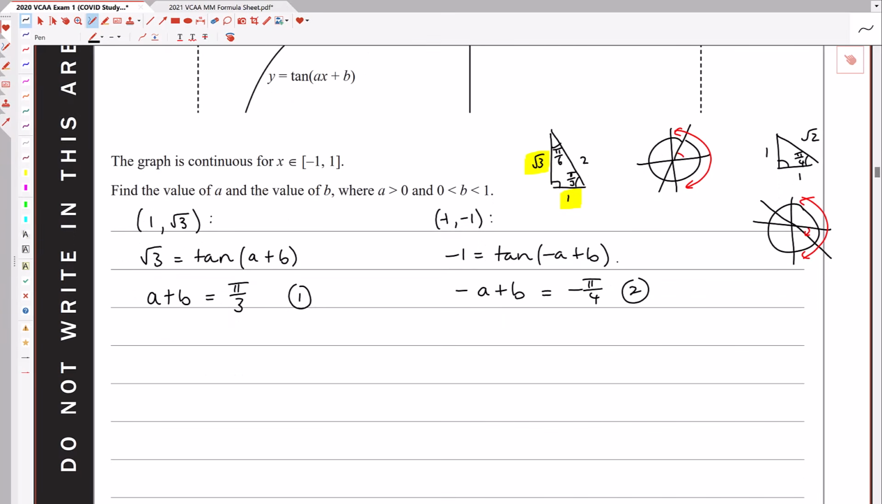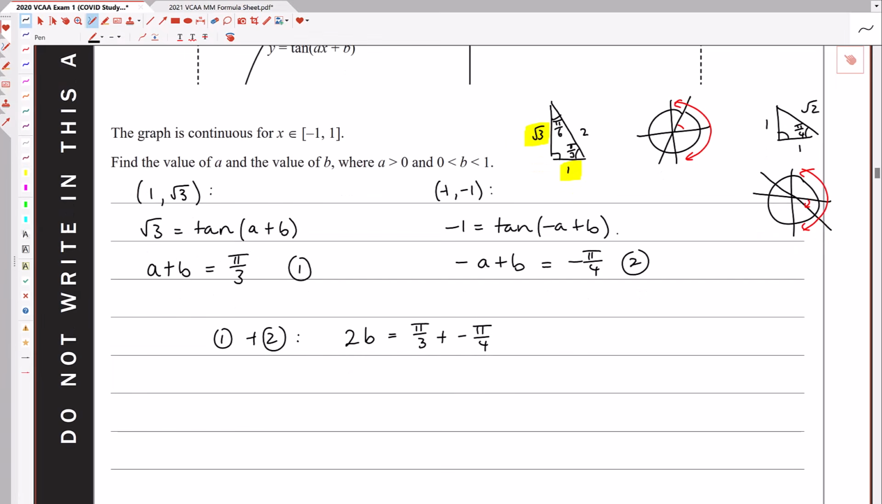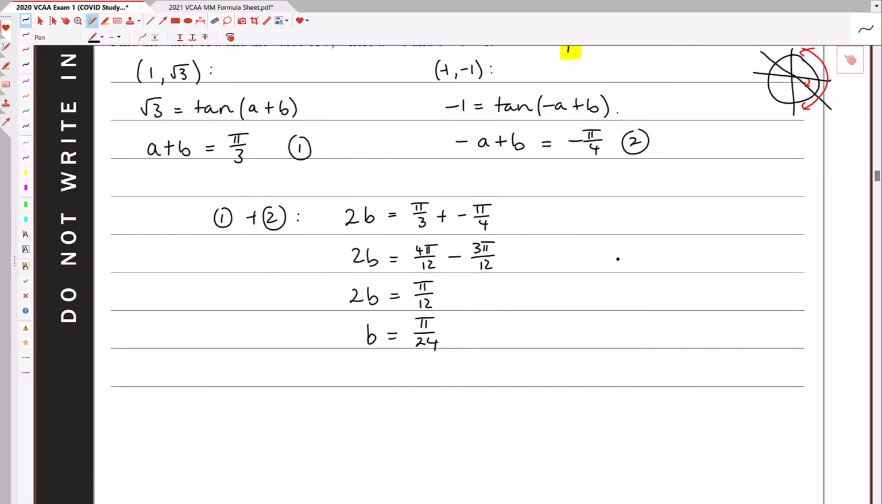And so we've got 2 equations with 2 unknowns. We just want to solve simultaneously. If we add these 2 equations together, we're going to eliminate A. A plus -A is 0. B plus B is 2B. And then we'll have pi on 3 plus negative pi on 4. So we're going to need a common denominator there, which is 12. So this is 4 pi on 12 plus minus, that's minus 3 pi on 12. And so 2B is pi on 12, which means B is pi on 12 divided by 2, and that is pi on 24.